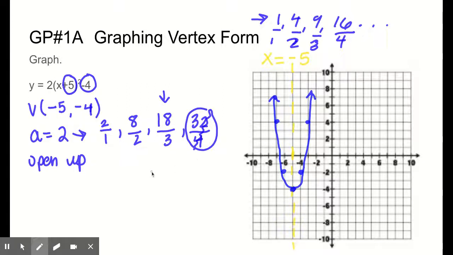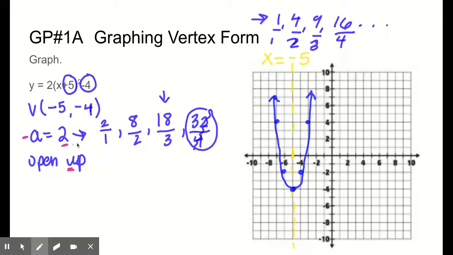And here we have our parabola with multiple transformations, and we're going to go ahead and describe that in just a second. So we identified our vertex, we identified the A value and whether it opens up or down.